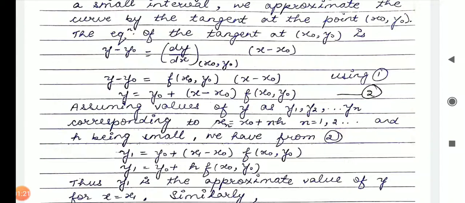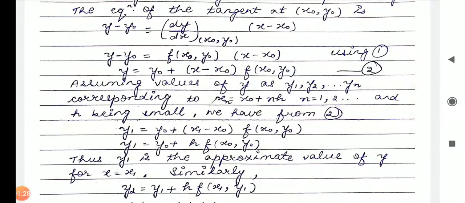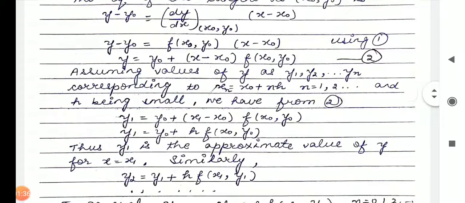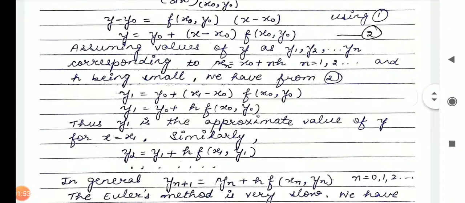Assuming values of y as y1, y2, up till yn, corresponding to xn equal to x naught plus nh, where n is 1, 2, and so on, and h being small, we have from equation number 2, y1 is equal to y naught plus x1 minus x naught times f at x naught comma y naught. Basically in equation number 2 we have substituted x1 in place of x and y1 in place of y. Thus y1 is the approximate value of y for x equal to x1.